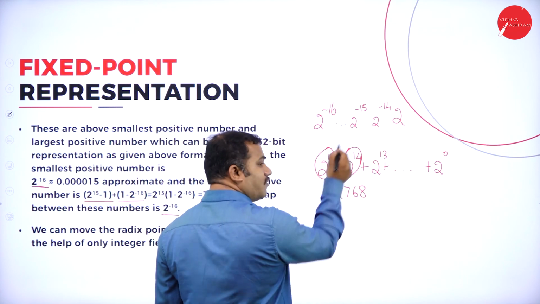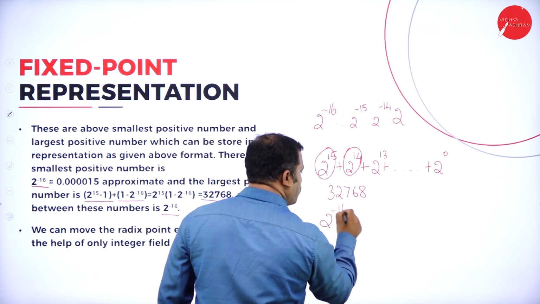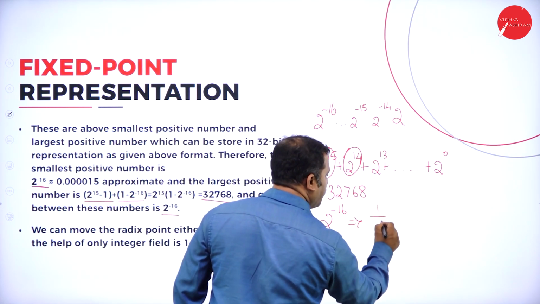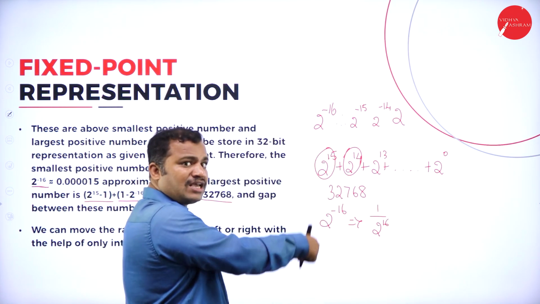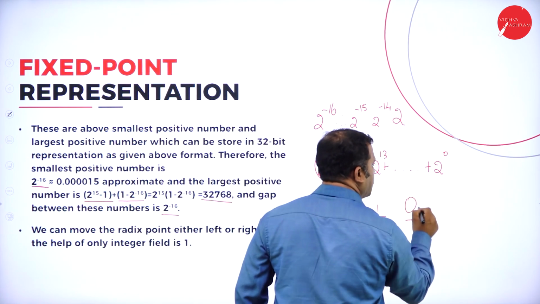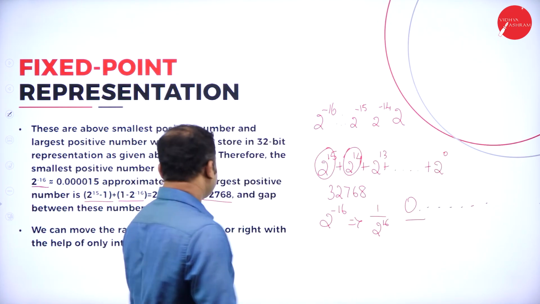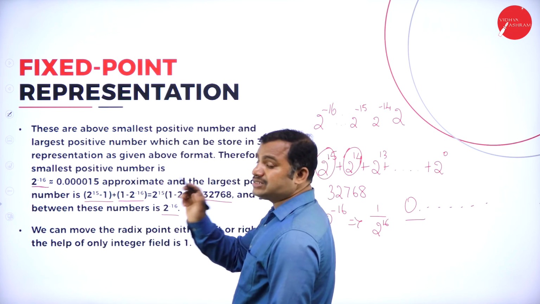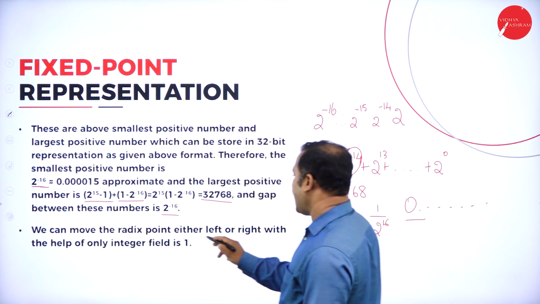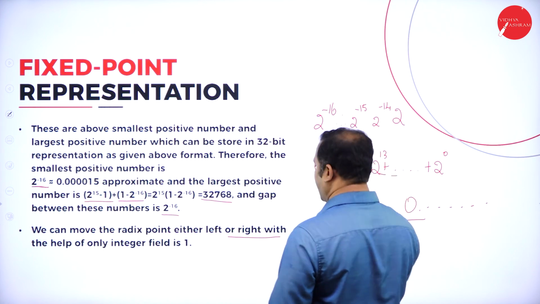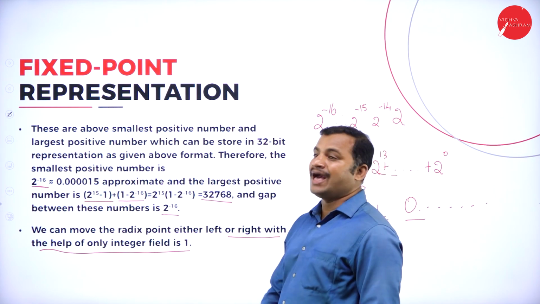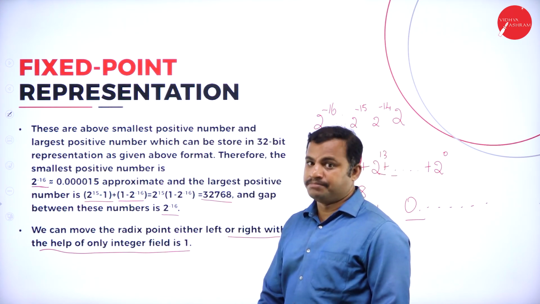That has to be represented in the form of a fractional part, that is 2 raised to the power of minus 16. What is the meaning of 2 raised to the power of minus 16? I can represent it as 1 by 2 raised to the power of 16, in the form of a fractional part. So that is the minimum value, the distance between one number and the other number in the number system. We can move the radix point either towards the left or towards the right to help the integer field. That is the only thing we have in case of fixed point representation of numbers.